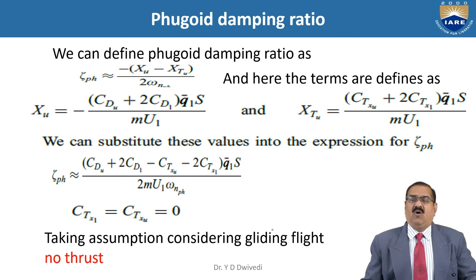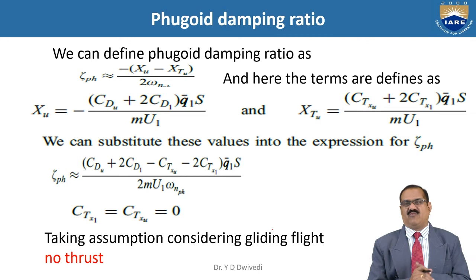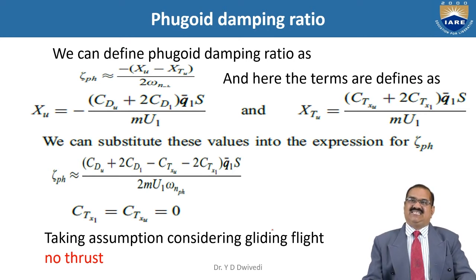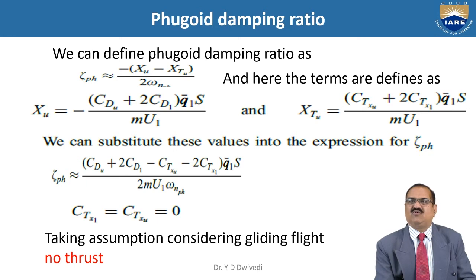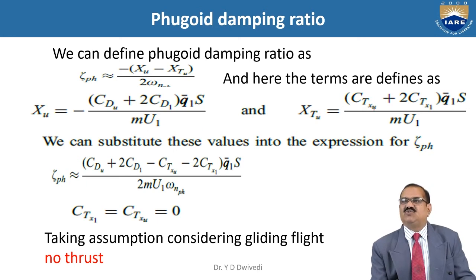Now we have to see what the damping ratio is in the phugoid mode, or the long period mode, and how the damping ratio varies. We can define the phugoid damping ratio as zeta_ph equal to minus (X_u minus X_Tu) divided by 2 omega_n. Here X_u is equal to minus (C_Du plus 2 C_D1) Q1S by m u1, and X_Tu is equal to C_TXu minus this.